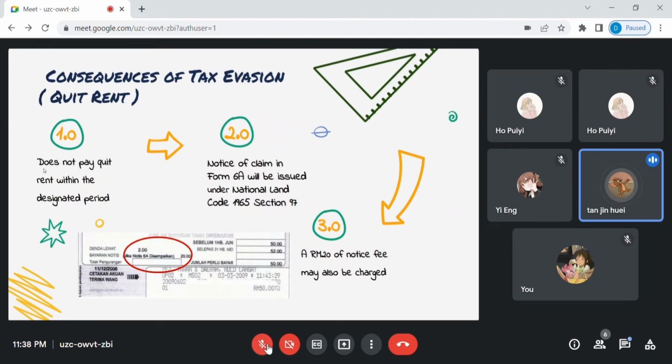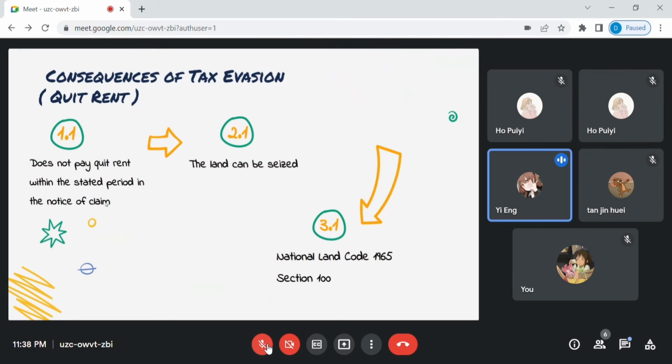Next, let's talk about consequences of tax evasion based on quit rent. If the parties do not pay quit rent within the designated period, notice of claim in Form 6A will be issued under National Land Code 1965 Section 97. Besides that, a 20 ringgit notice fee may also be charged. Furthermore, if parties do not pay quit rent within the stated period in the notice of claim, the land can be seized, which will be under National Land Code 1965, Section 100.